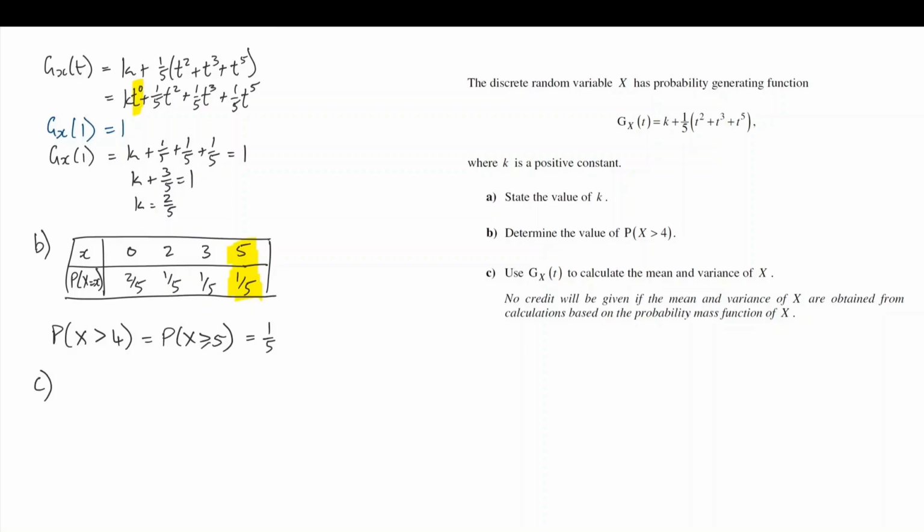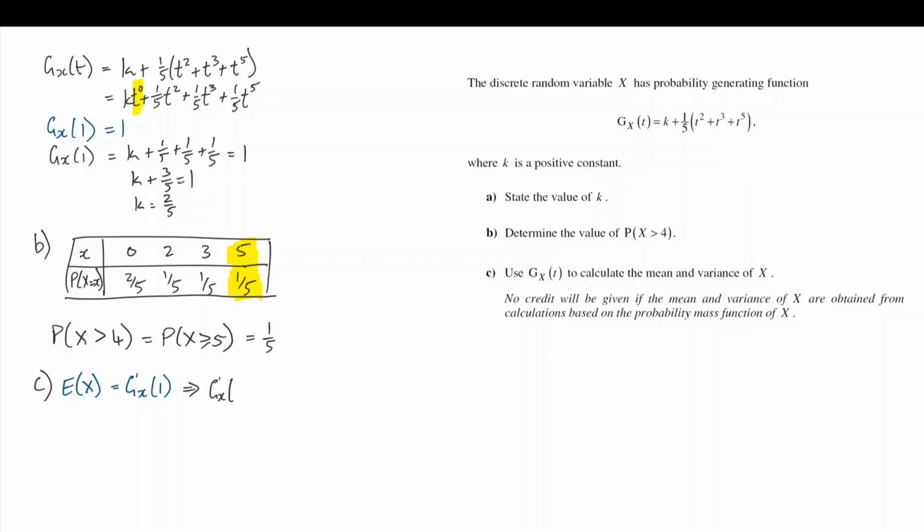Part C asks us to use the probability generating function to calculate the mean and the variance of x. Now, no credit is going to be given if we get it from the probability distribution. We need to use the techniques that we know for the probability generating function. Okay, so the expectation of x. We can find that by differentiating the generating function and substituting 1.